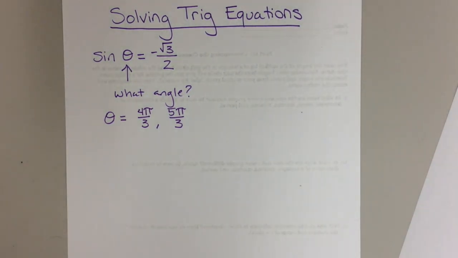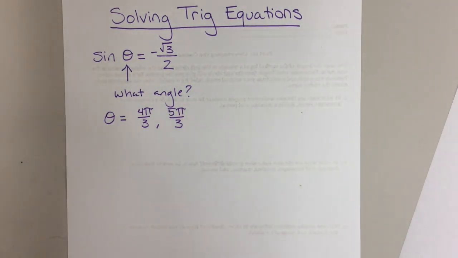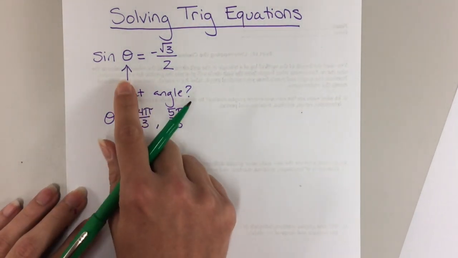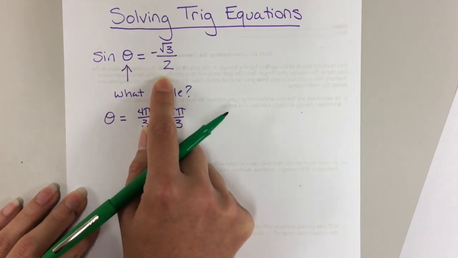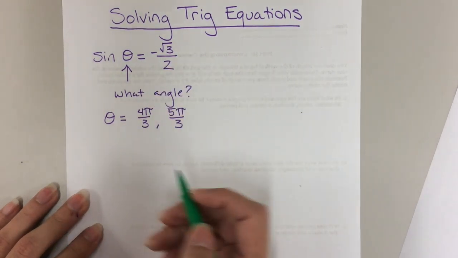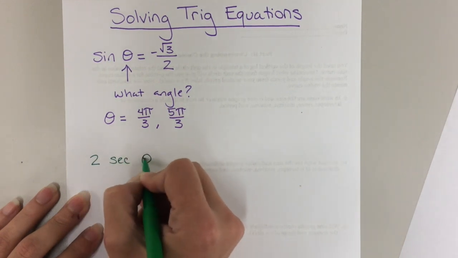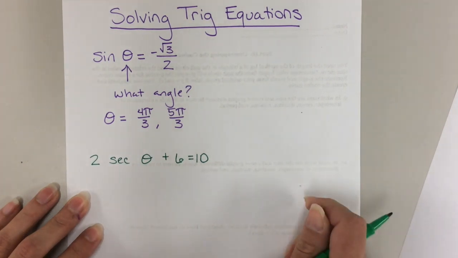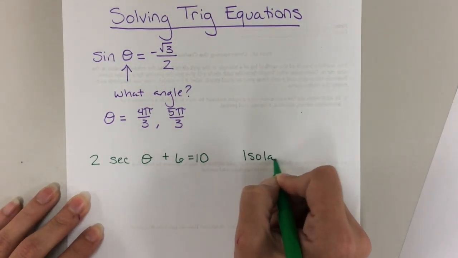So let's do one that's a little bit more challenging. Let's do one that you have to get the trig function by itself. So notice here my trig function is all by itself and it equals a value. That's the goal every time, but it doesn't always start off that way. So on this problem, let's do 2 secant of theta plus 6 equals 10. So step 1, you want to isolate your trig function.